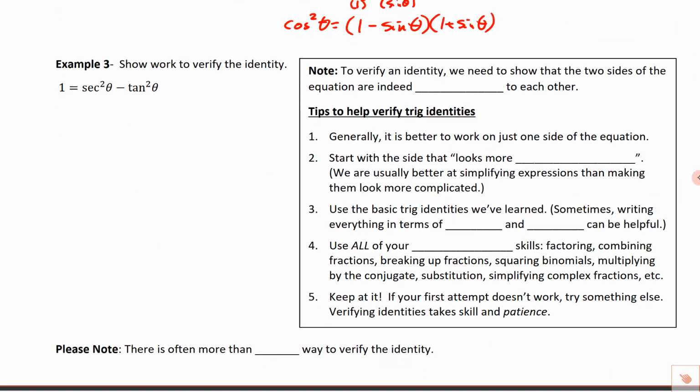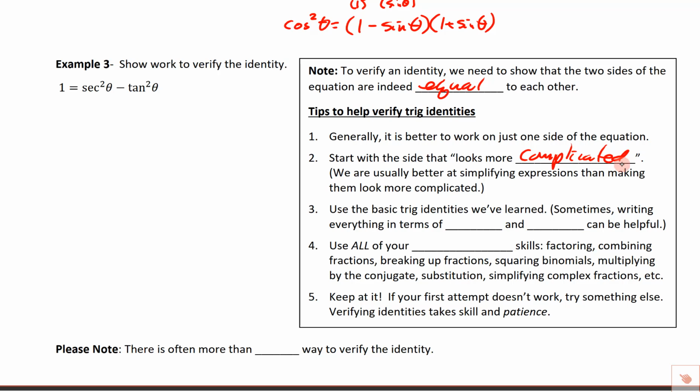We're going to do some fairly simple examples today. We're going to be verifying an identity. That right there is an identity. So somebody is claiming that this equation is true. What we want to do is make sure that it's true. So to verify an identity, we need to show that the two sides of the equation are indeed equal to each other. Generally speaking, there is no perfect way to do this, but it's better to work on just one side of the equation. It's a little standard to just work on one side and make it look like the other side. Start with the side that looks more complicated.